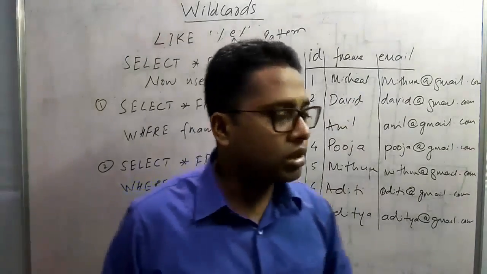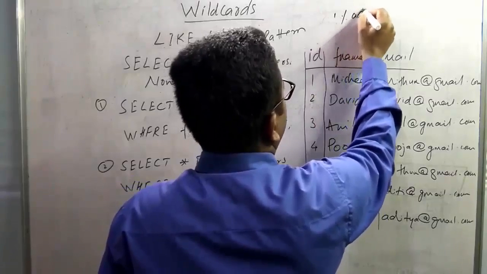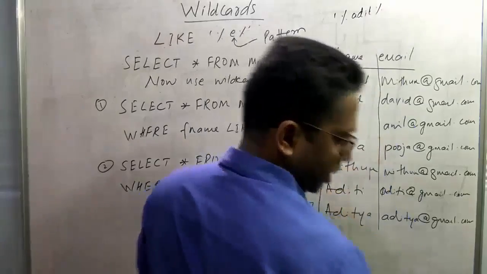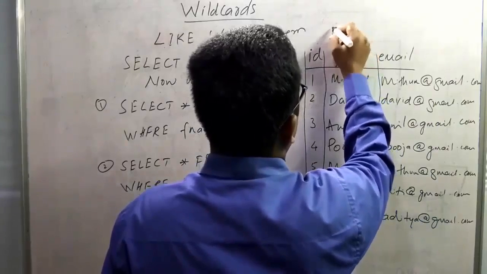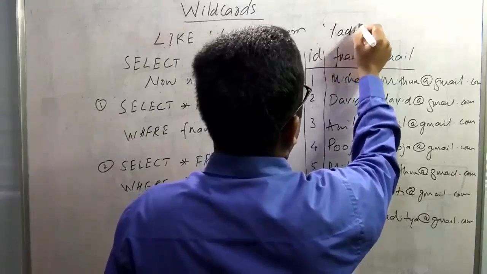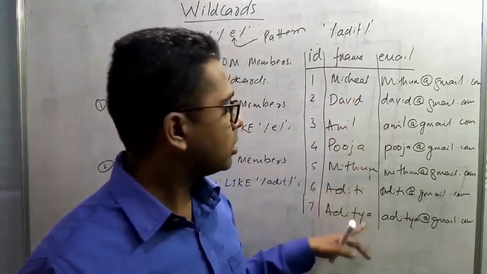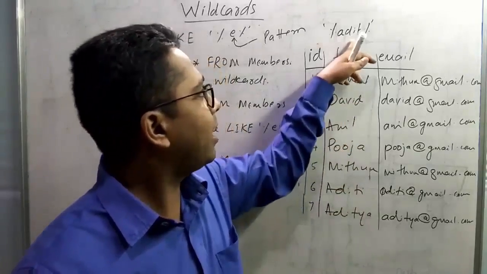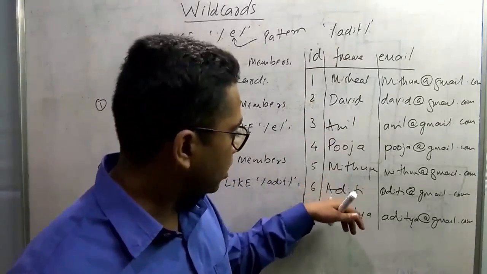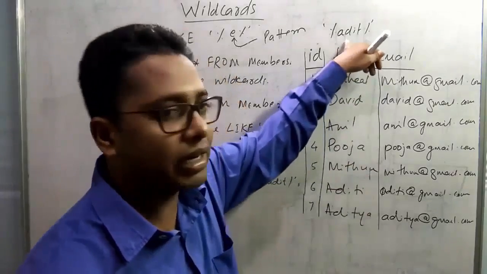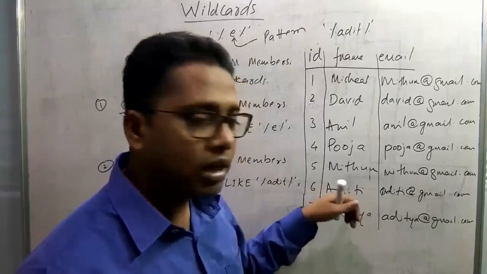Suppose I want to search for all those records who are having ADIT. Let's see, percent ADIT. Now suppose I want to get the details of all the students or the members who have ADIT in their first name. Since I'm having only 7 records in my table, I'll get only 2 records who are satisfying this pattern, this condition of ADIT. You can see these 2 records are having this ADIT word in their first name.